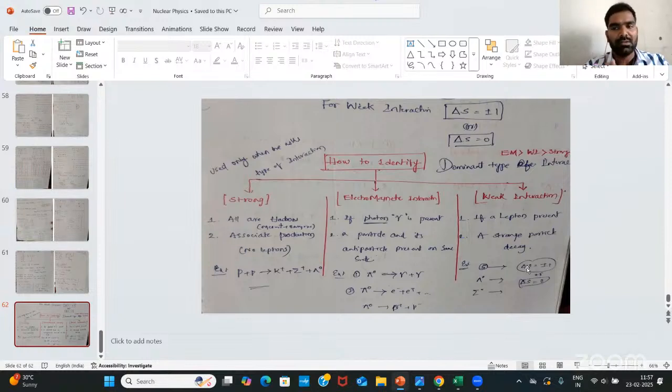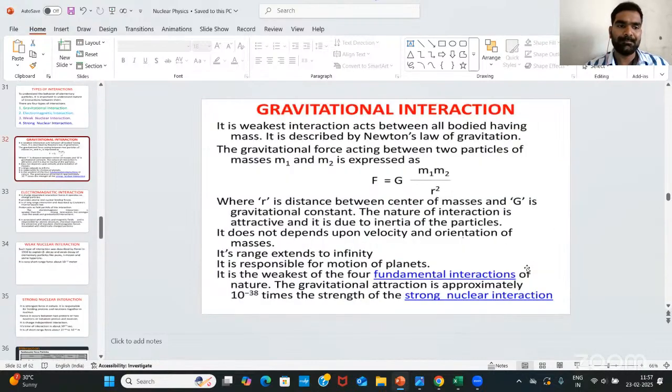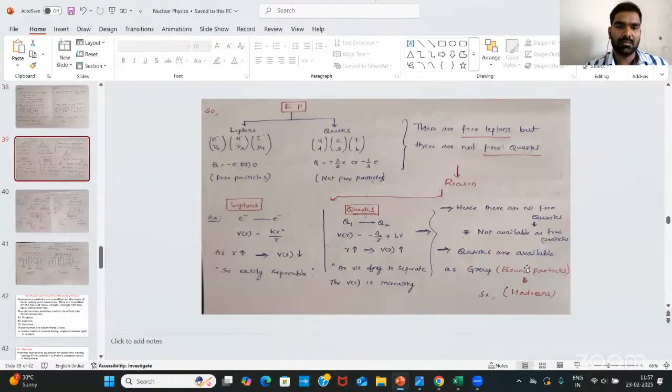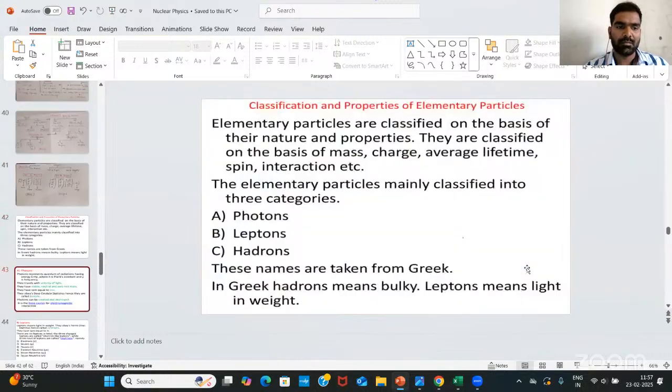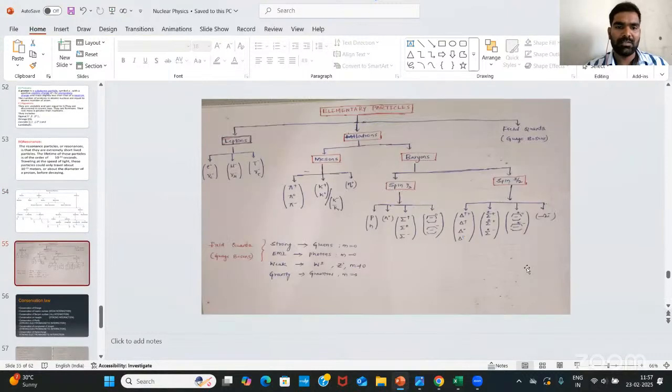Groups of quarks are called hadrons. Hadrons are mesons and baryons. Baryons are again subdivided as spin-half baryons and spin 3 by 2 baryons. But the mesons have spin 0. That's why they are classified separately from the baryons.